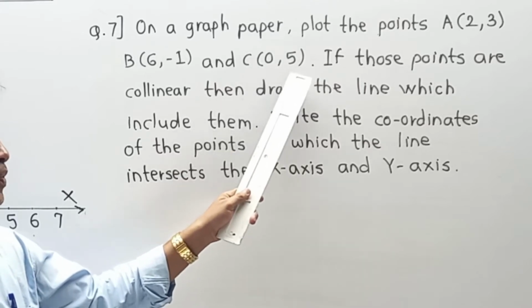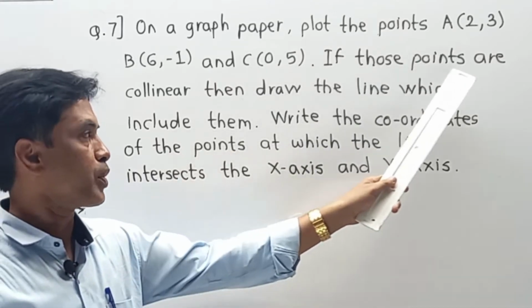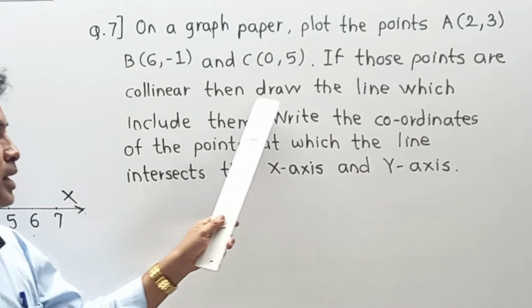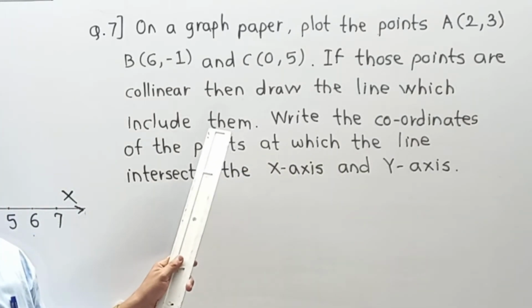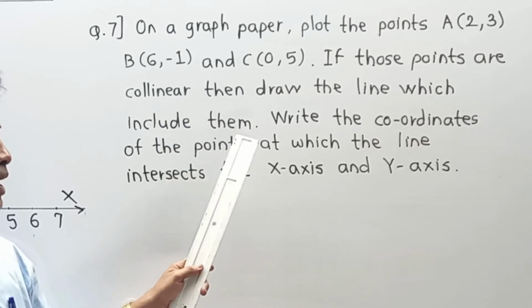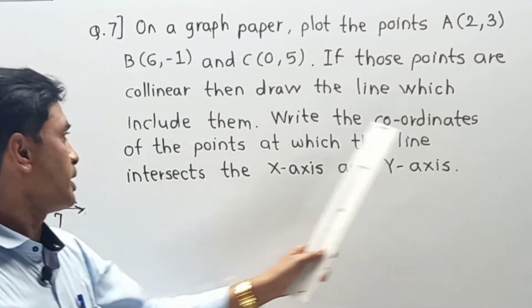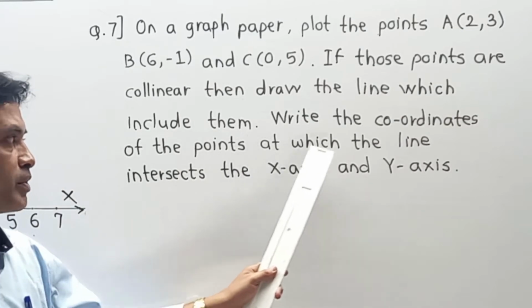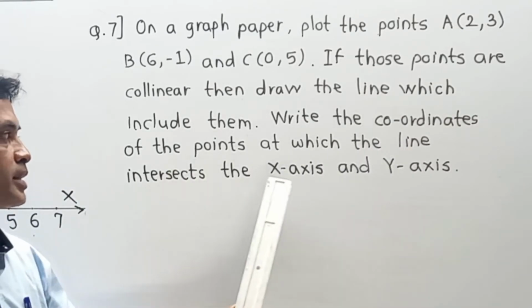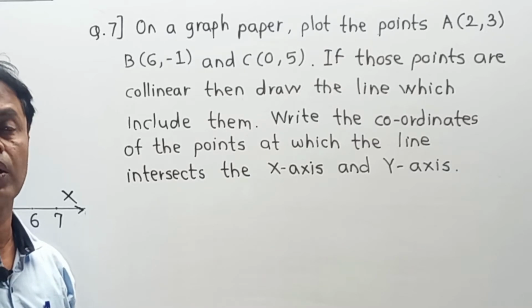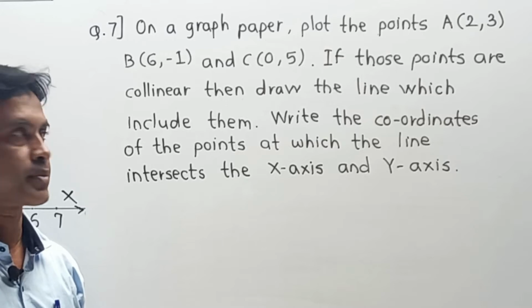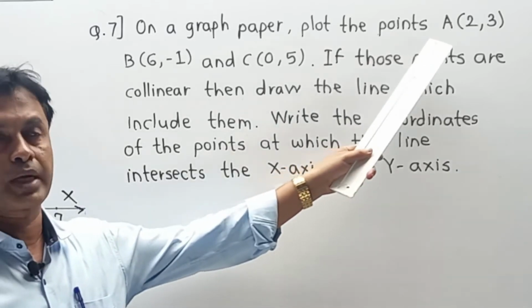So C is (0, 5). If those points are collinear, then draw the line which includes them. Means if these 3 points are collinear, then we are supposed to draw a line. Write the coordinates of the points at which the line intersects the x-axis and y-axis. Means we are supposed to write the coordinates where the line intersects the x-axis as well as the y-axis. First of all, we are going to observe that part.